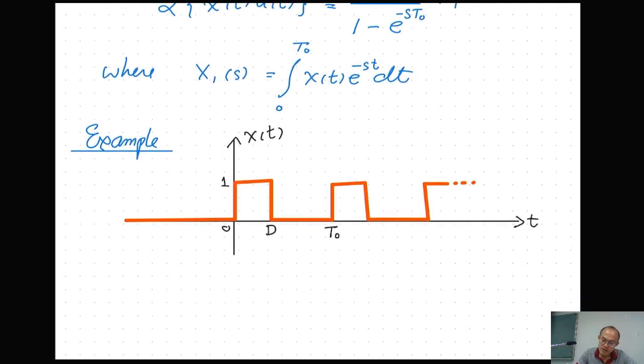So X1(s) is just the Laplace transform of... give me one minute. I know you're hungry.